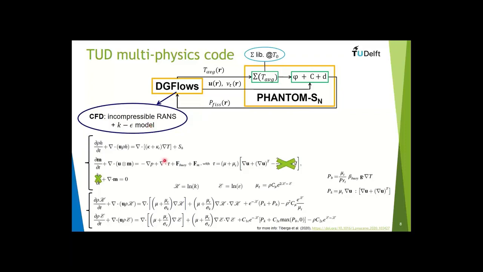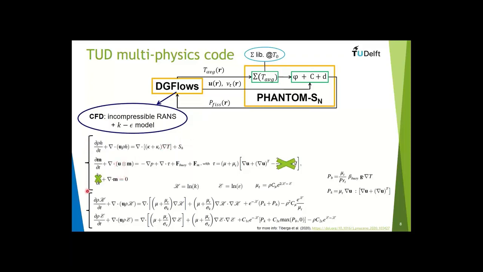But I'm not going to go into the details of this. So I just put them here for you, also for future reference. And in any case, if you're interested, you can find all the information in the scientific publication that I linked here. The important thing is that DGFlows solves, as I said, the incompressible RANS equations.